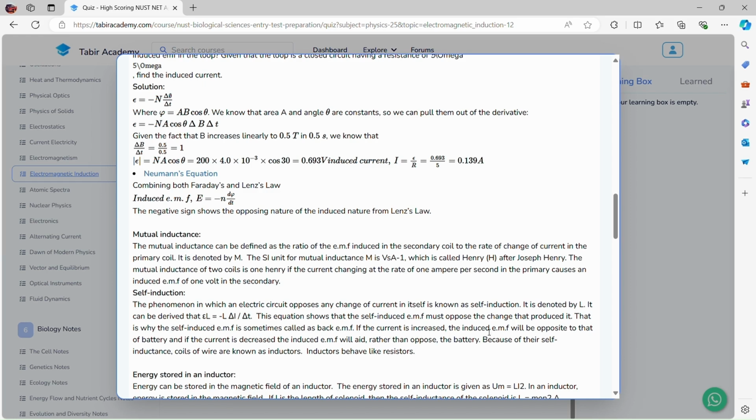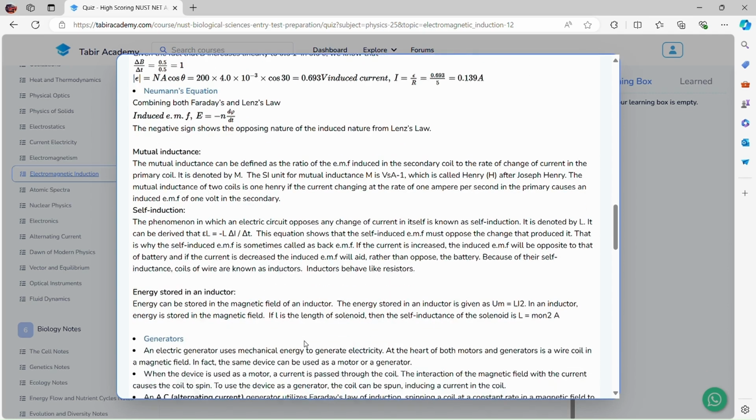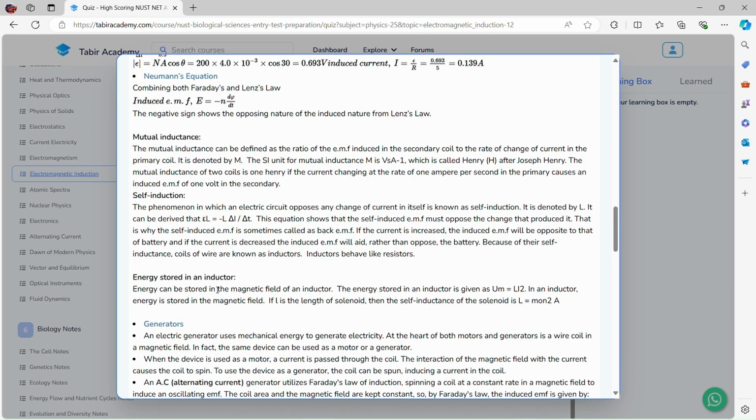If the current is increased, the induced EMF will be opposite to that of the battery. And if the current is decreased, the induced EMF will aid rather than oppose the battery. Because of their self-inductance, coils of wire are known as inductors. Inductors behave like resistors.